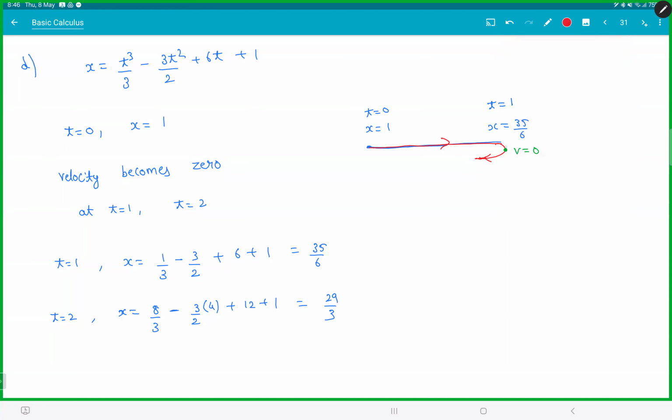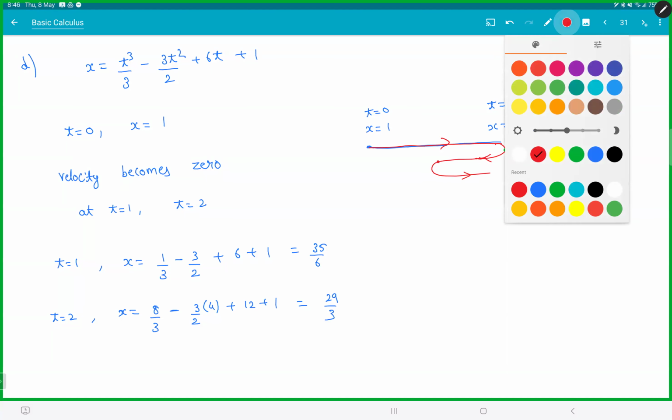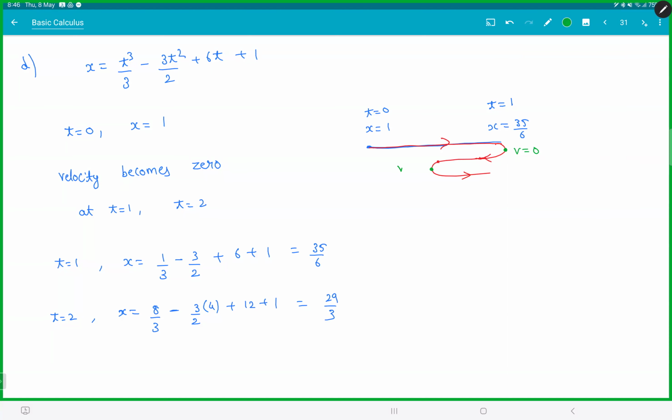That means from 35 by 6 you're traveling backward, and then you took a turn again. So at this point, you came back to rest. Here you're at t is equal to 2 seconds and the x value is 29 by 3. You're getting how this person is moving? He's coming straight, he stops, comes back and stops, and again goes front.